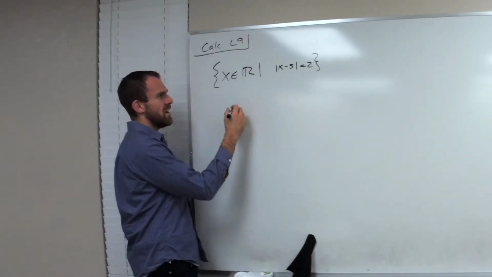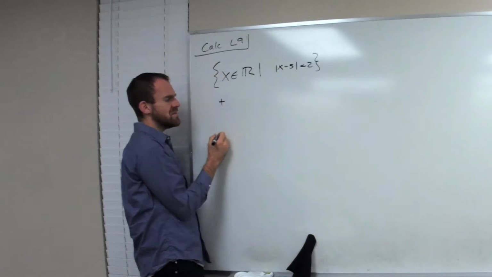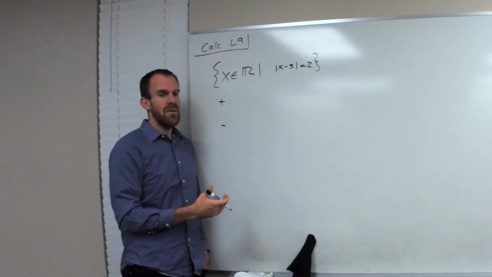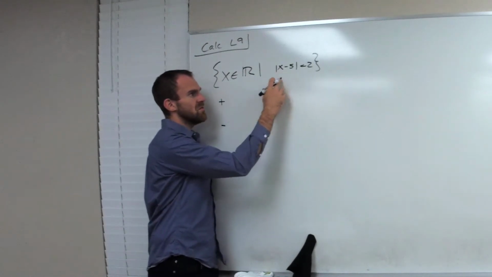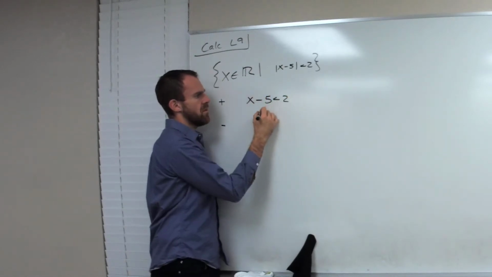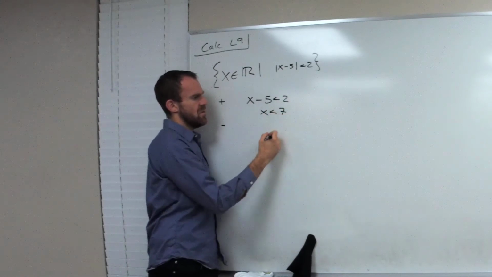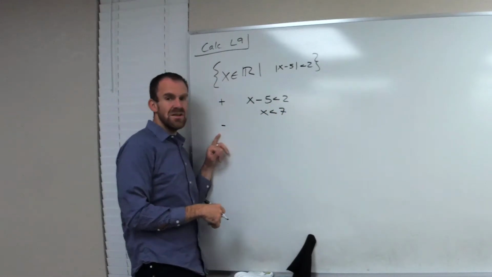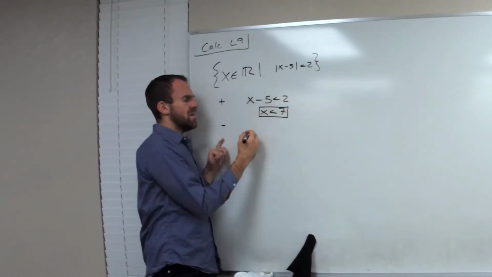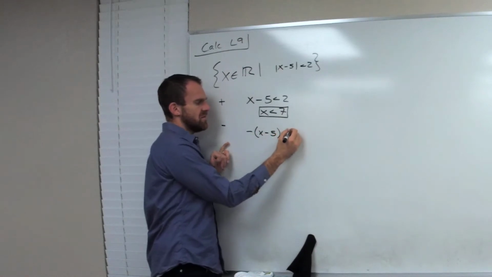A better way to write absolute value is to consider the two cases, whether I'm plugging in a positive number or I'm plugging in a negative number. If the number inside the absolute value is positive, it just stays the same. x is less than 7. If the number inside is negative, then we multiply the entire thing by a negative to make it a positive.